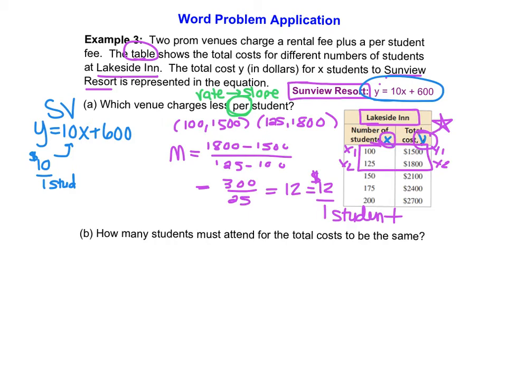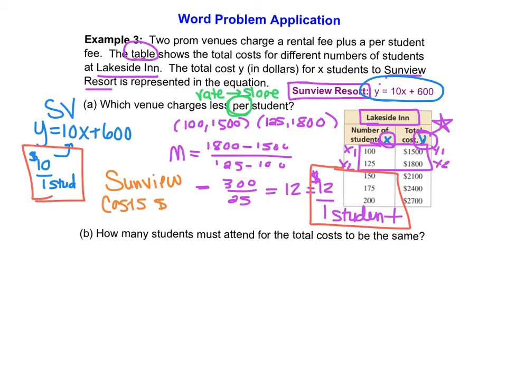So if I look at these 2 situations closely, I notice Sunview is $10 a student, and this Lakeside Inn place is $12 a student. So if I want to figure out which venue costs less per student, I just compare these 2 slopes. And what I find is that Sunview costs $2 less per student.